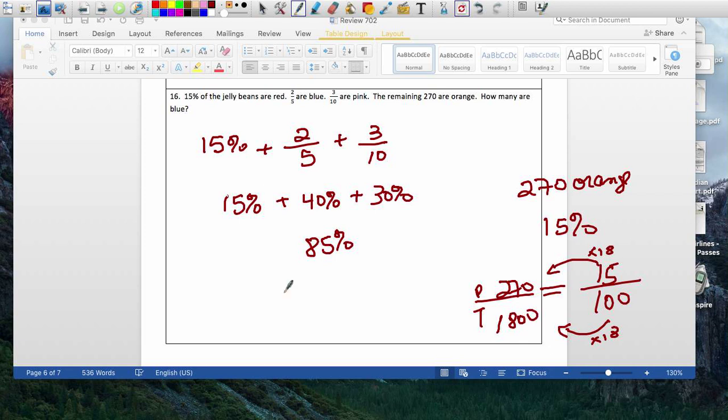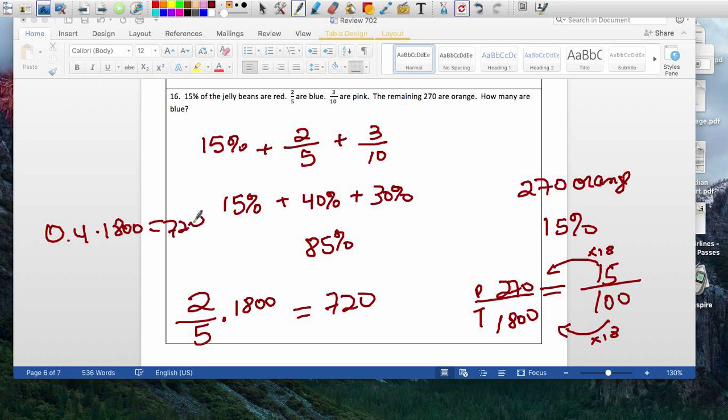So that means there were 1,800 jelly beans to begin with, and we want to find how many are blue. Blue is 2/5. 2/5 of the total is blue, so I can get 2/5 times 1,800. You're probably better off in this case changing 2/5 to 0.4 and multiplying by 1,800. Either way, you're gonna get the same answer. And you get that this is equal to 720. So to answer the question, how many are blue? 2/5 of 1,800 is 720.